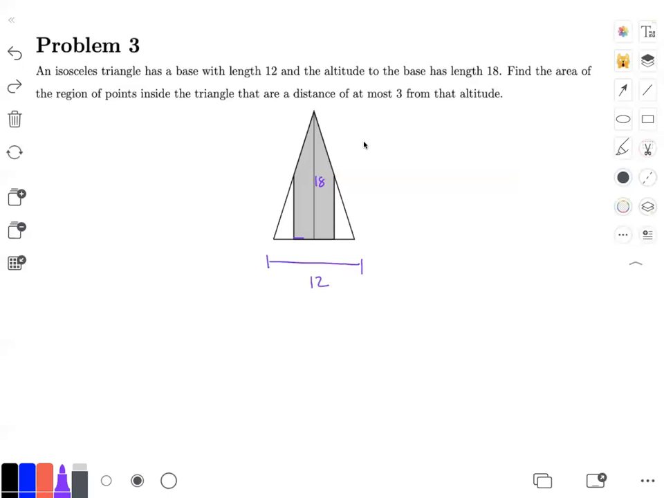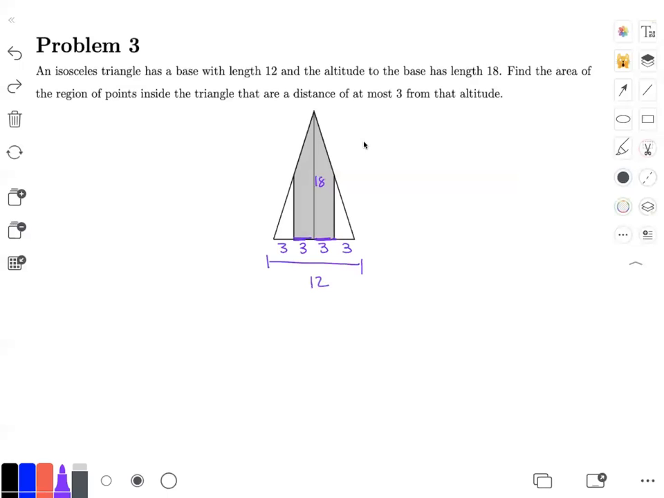So we know that this region over here will be 3, and this region over here will be 3. And then what else do we know? We know that this figure is completely symmetric about the altitude because this is an isosceles triangle. So we know that these must be 3 as well.